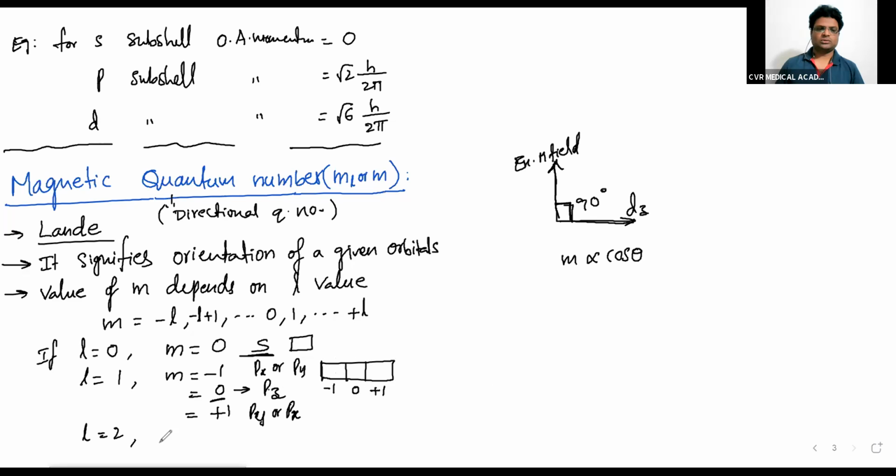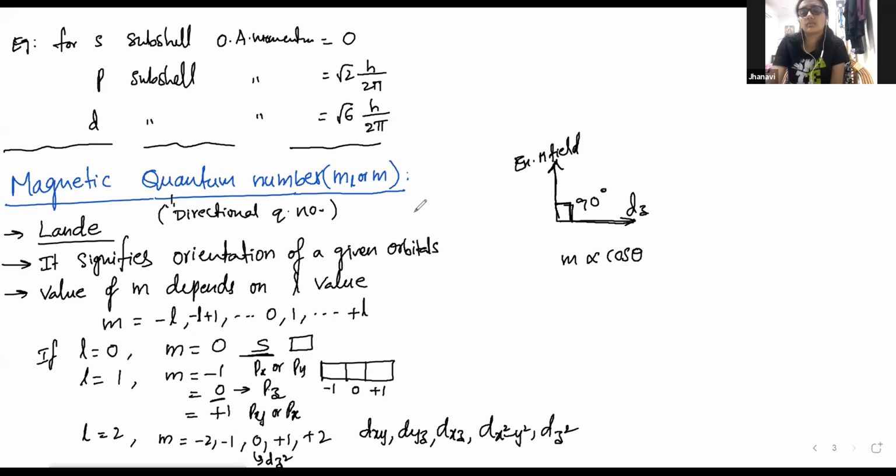For l equal to 2, possible m values are -2, -1, 0, +1, +2. Here also 0 is conventionally given for dz square, and all the others can be given for any other orbitals. What are the different d orbitals we have? dxy, dyz, dxz, dx square minus y square, and dz square. These are the 5 d orbitals.